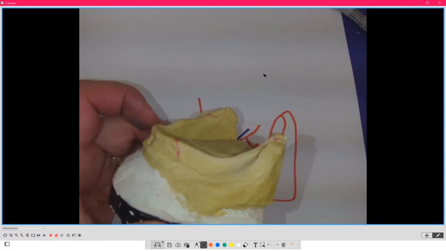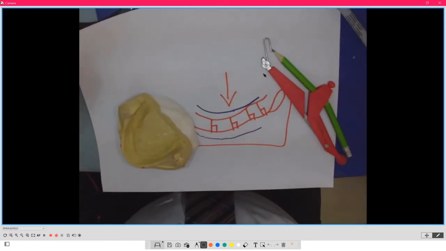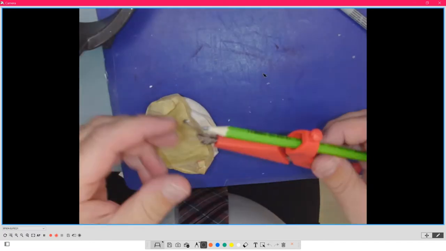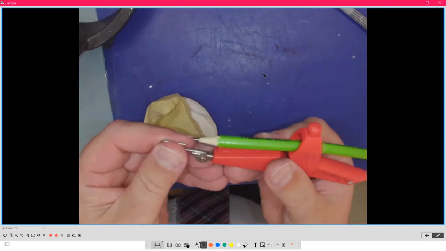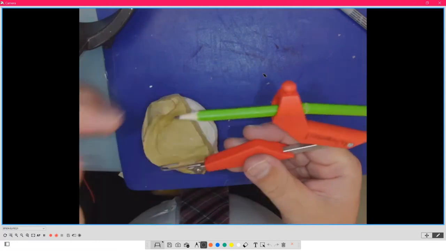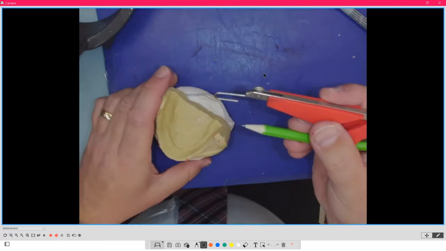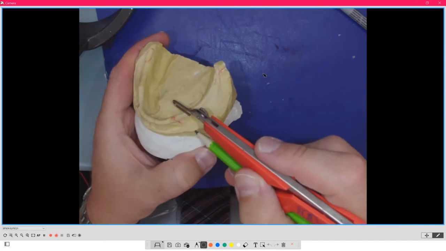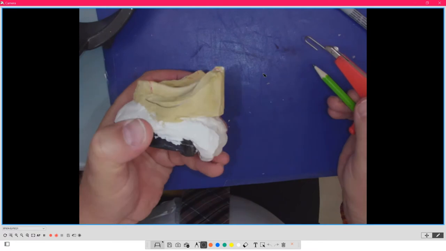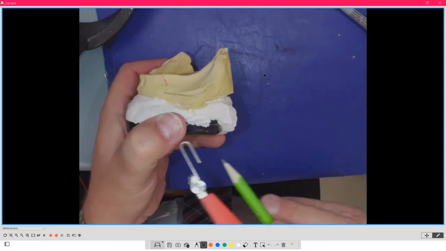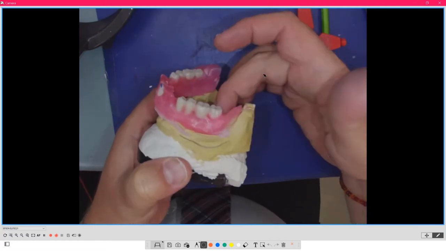Now, what you can do to facilitate that for yourself on a learning perspective when you're starting out is you can get, so that was a gift to me, a protractor compass, and I can draw the shape of the ridge on the side of the model, and then use that as a reference when I set the teeth.